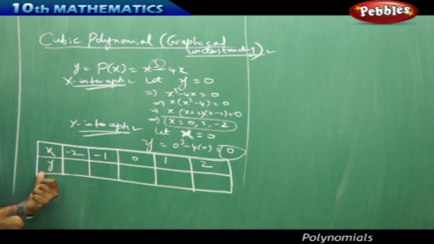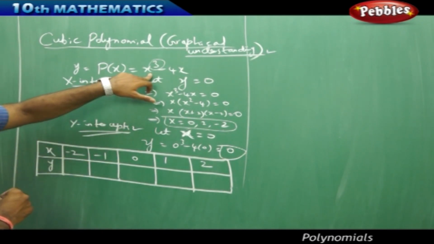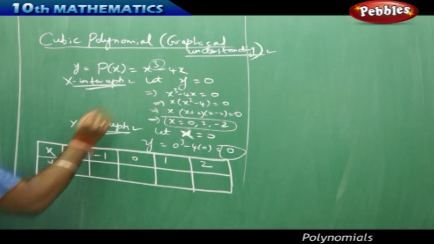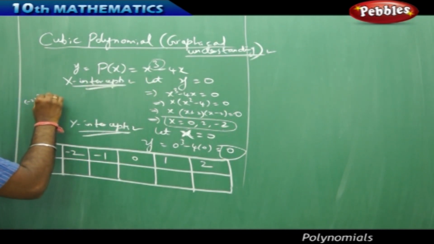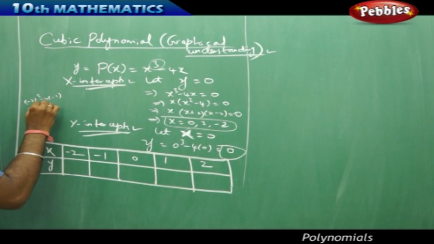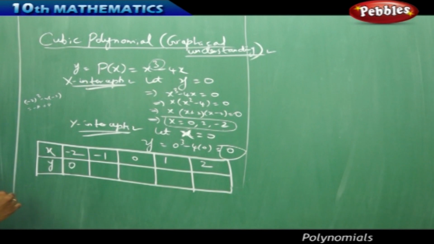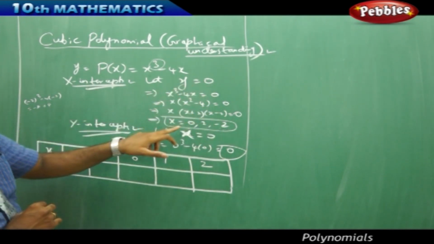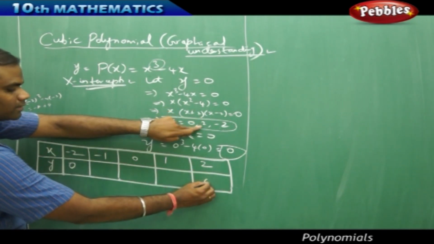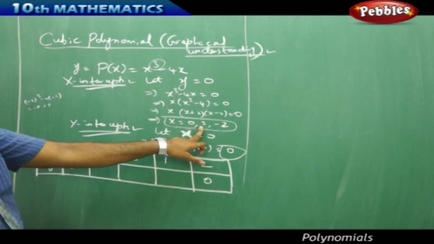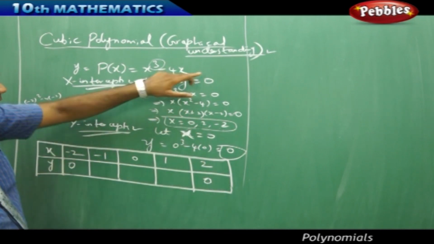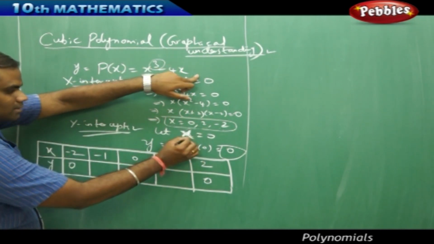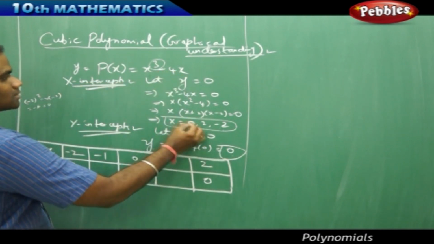So when x is minus 2, I would like to find the value of y, which I obtain by substituting in place of x as minus 2. Therefore, I get minus 2 whole cube minus 4 times minus 2, which is minus 8 plus 8, which is 0. As I can also see, when x is minus 2, my y is directly 0. Similarly, when my x is 2, also my y is 0, because this acts as the x-intercept. Also, when x is 0, my y is 0.